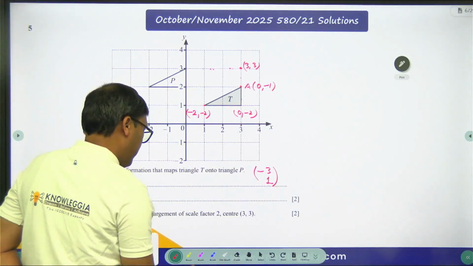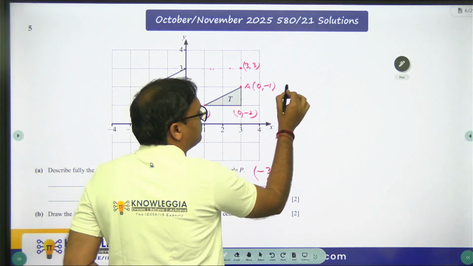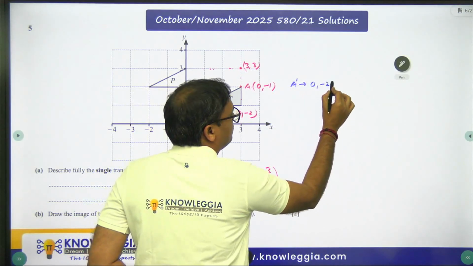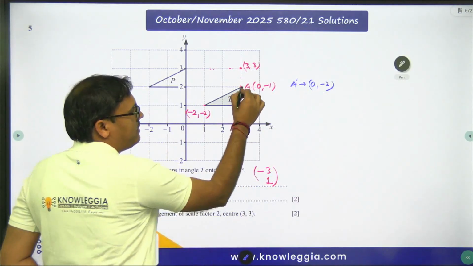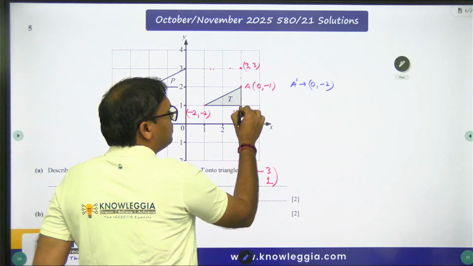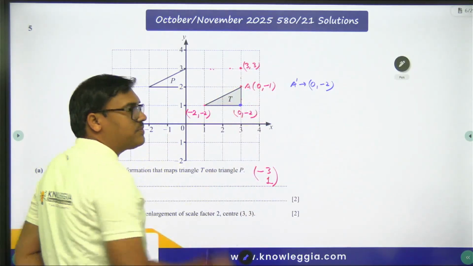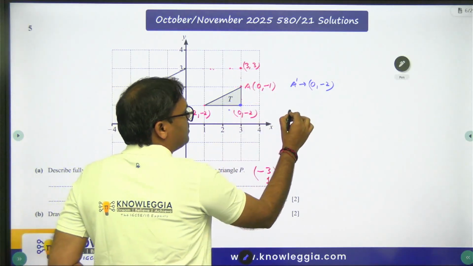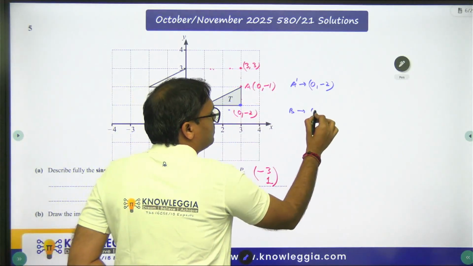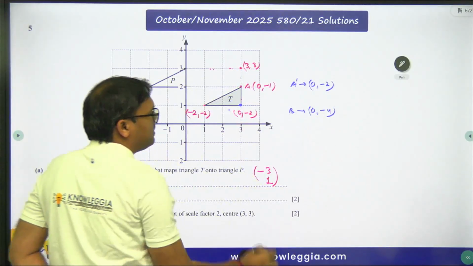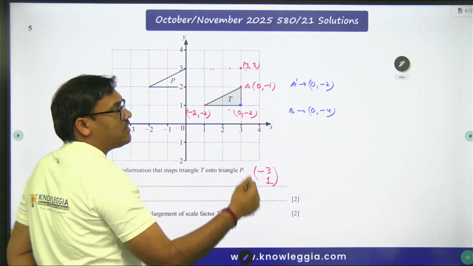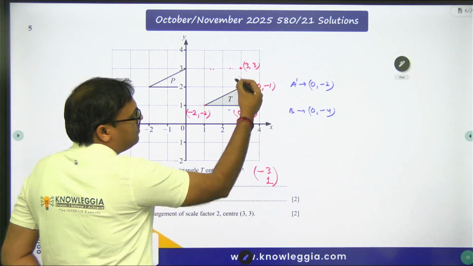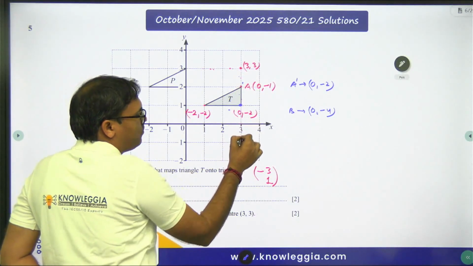So if I multiply each coordinate by 2, this A will become A dash, which is equal to 0, minus 2. So this point will come here after enlargement. This point is 0 comma minus 2. This is point B. So this point B will go to 0 comma minus 4. You can see that is 1, 2, 3, 4 units down.